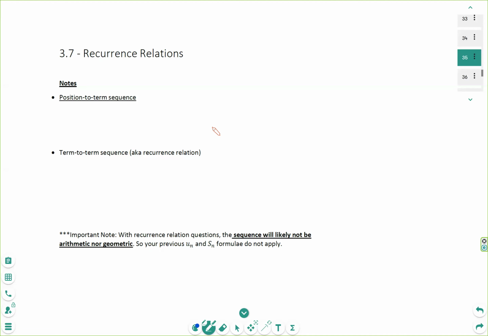Welcome to chapter 3.7 on Pure 2, in which we continue our lesson on sequences and series. Over the last many lessons, we talked about different types of series and sequences. We talked about arithmetic, geometric, and in the last video, 3.6, the sigma notation. They all represent different types of sequences and series, because not all of them follow the same rule.